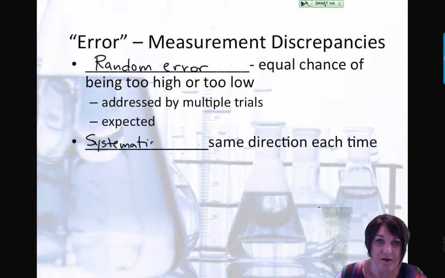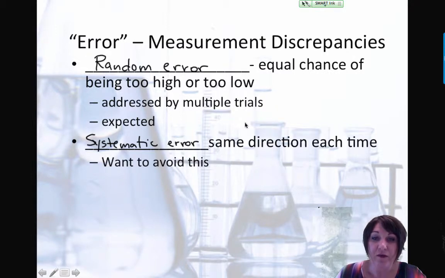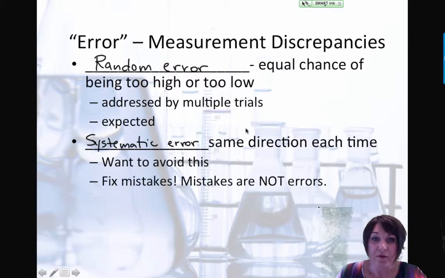Systematic errors, though, are errors that are going in the same direction each time. For instance, if your scale is not calibrated, that could create a systematic error. And so we want to avoid this by calibrating the instrument before we use it. That's one of the easiest ways, right?